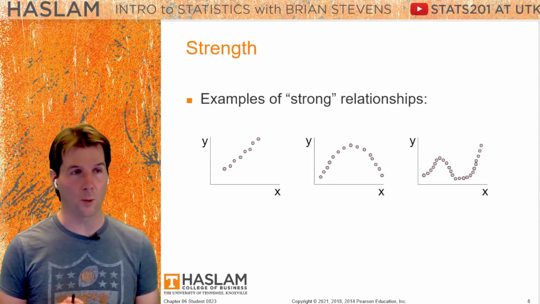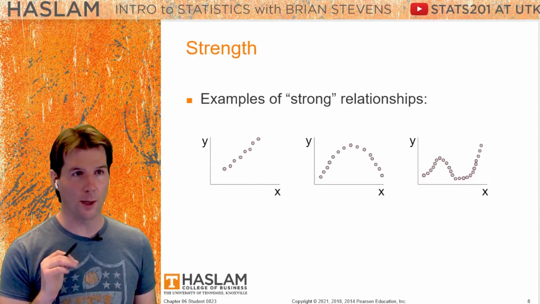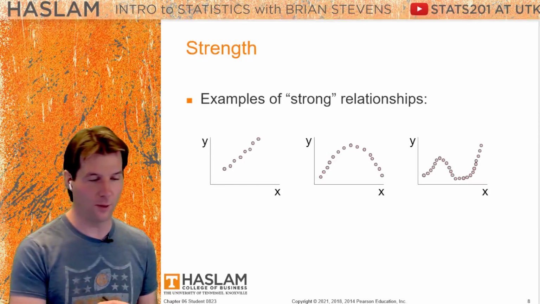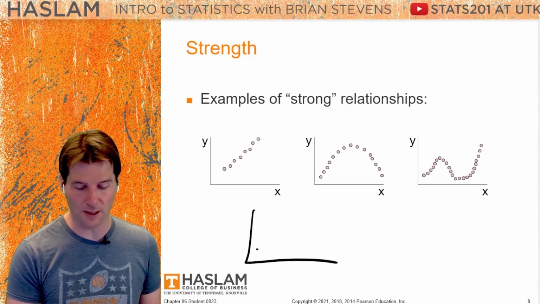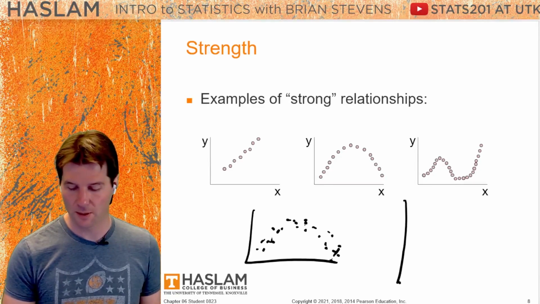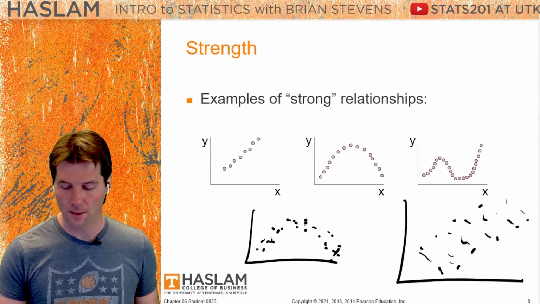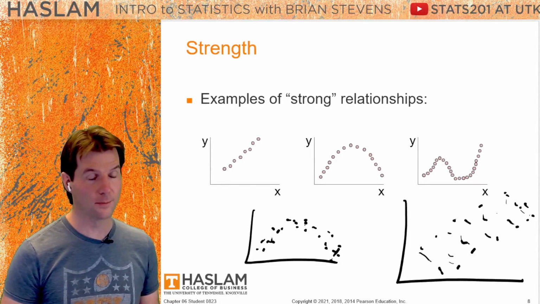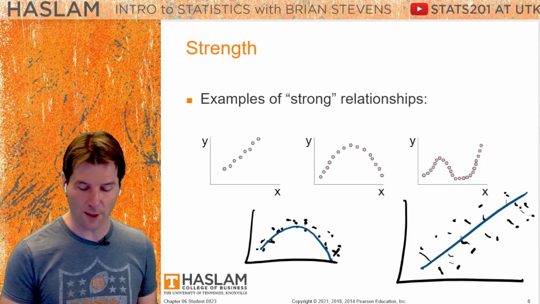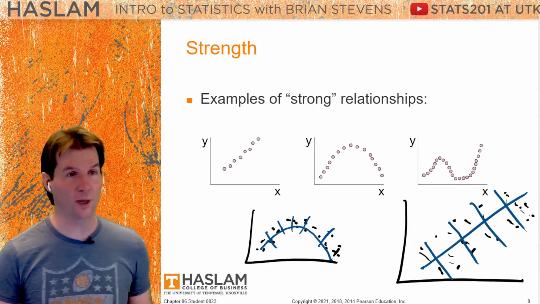Strength is usually the hard one for people to understand, but what is strength? It is how tight the points are around the form. Strength is how tight the points are around the form. So if you have a parabolic relationship like this versus a linear relationship like this, which of these is stronger? The parabolic or the linear? The answer is the parabolic, because around the parabola, the points are tighter. A linear relationship has more spread out points.